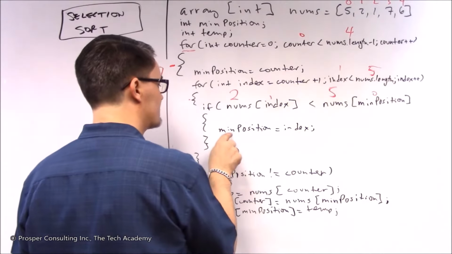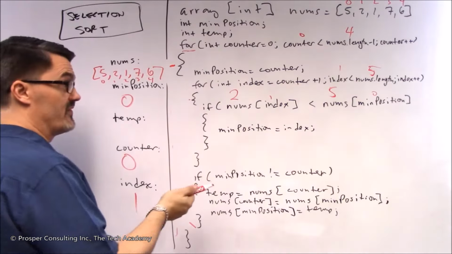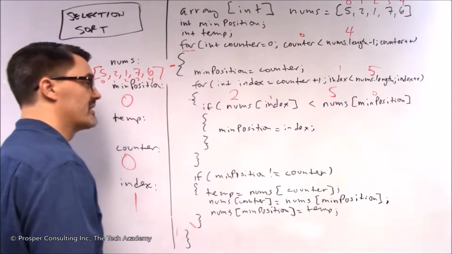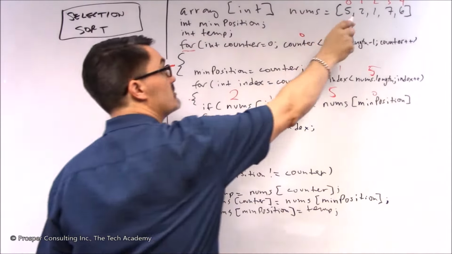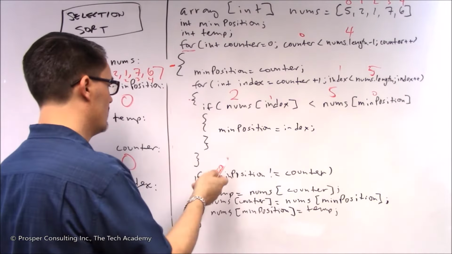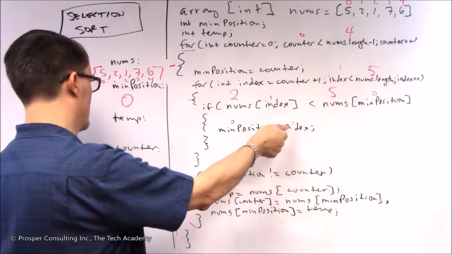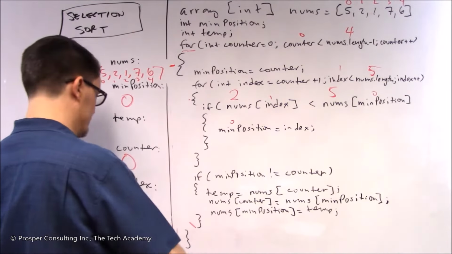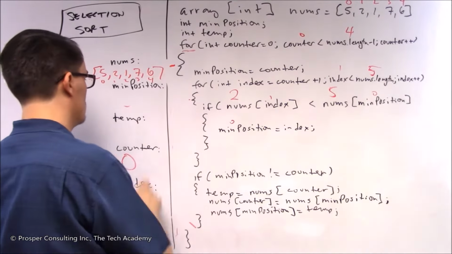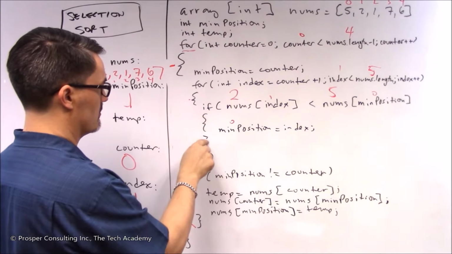What it does is it sets the value of min position to be equal to whatever index is. Because we found where the lowest spot is so far, the lowest value so far as we traverse through this collection. So min position was equal to 0. Now we're going to make it equal to the value of index. Index is 1. So now min position is equal to 1. Good. We're done with that if statement right here.